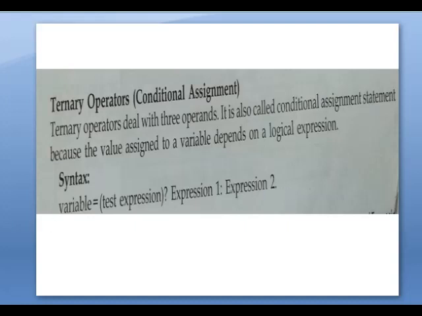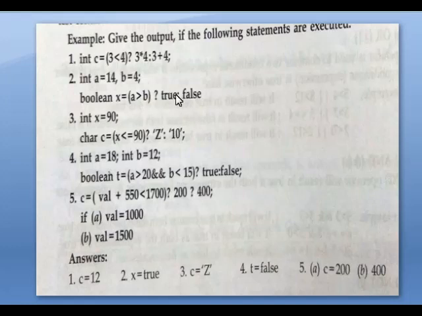This is an example for the ternary operator. See the first one, C equal to 3 less than 4. The condition is true. If it is true, you have to take this as the value: 3 into 4. 4 3s are 12. So what is the value of C? 12. The next one is A equal to 14, B equal to 4. X is equal to first variable, then condition. X is equal to A greater than B. So 14 is greater than 4. If the condition is true, it is true, otherwise false. So it is true. So see the next one, character C equal to X less than equal to 90.